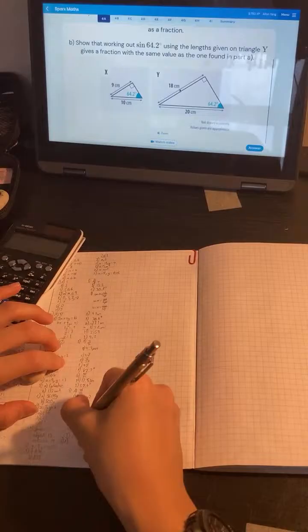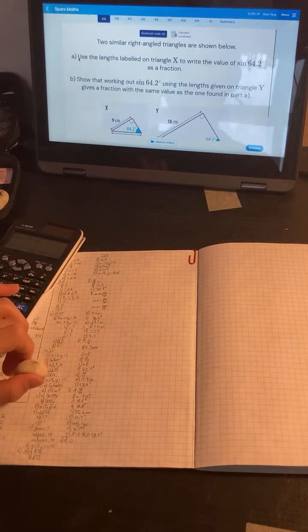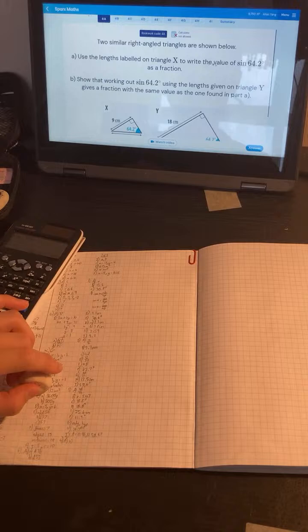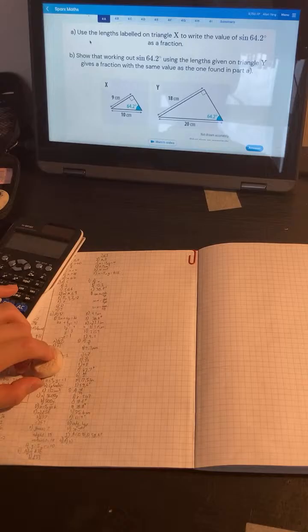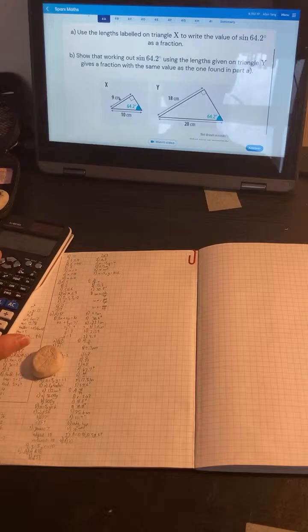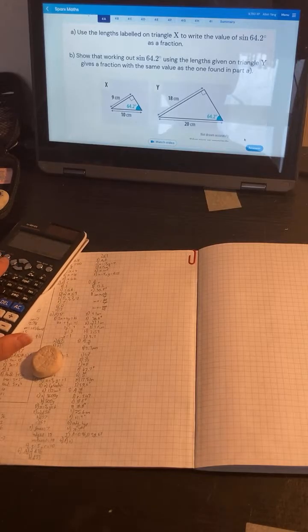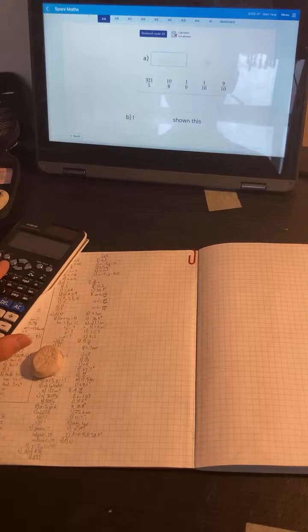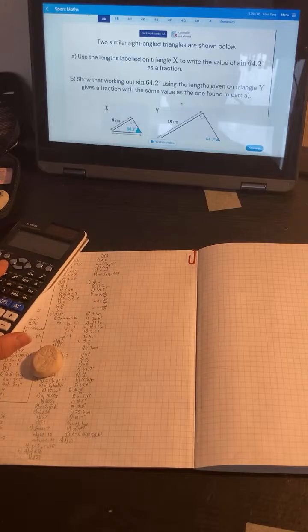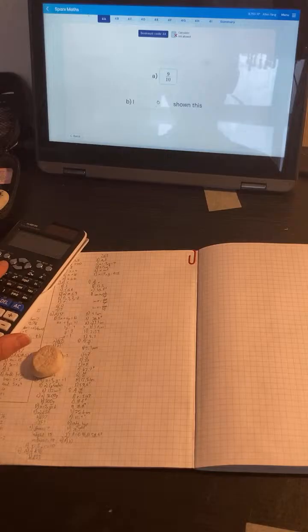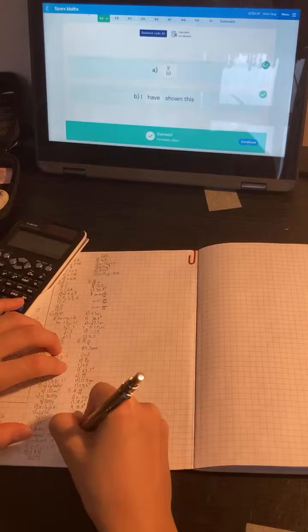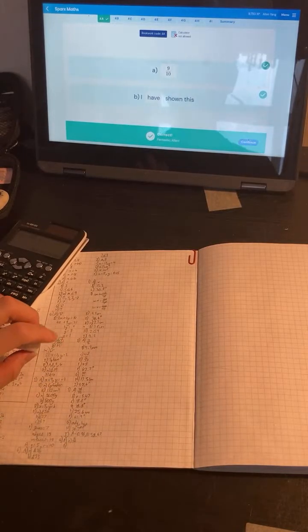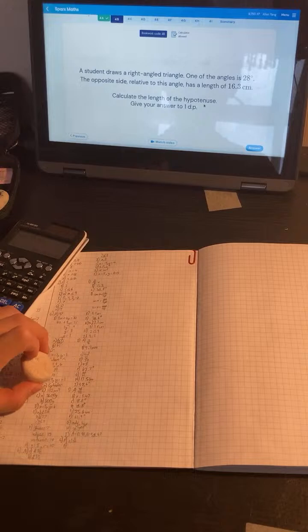Okay, right. Triangle X to work out the value of sine. Oh, as a fraction. So opposite over hypotenuse, so it's 9 over 10. Is that what it wants? Okay, what's this? Can I just skip this? Yeah. Right, A is 9 over 10. B. 4B. 5 viewers, let's go. So skilled.